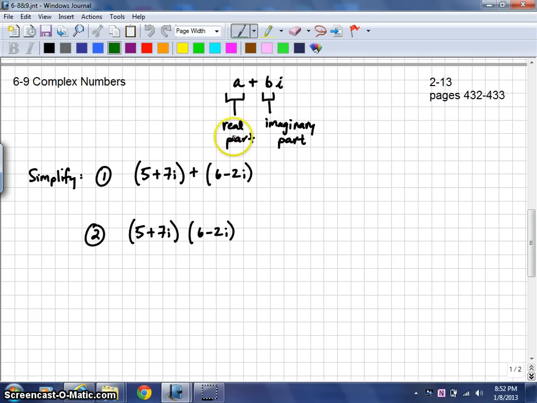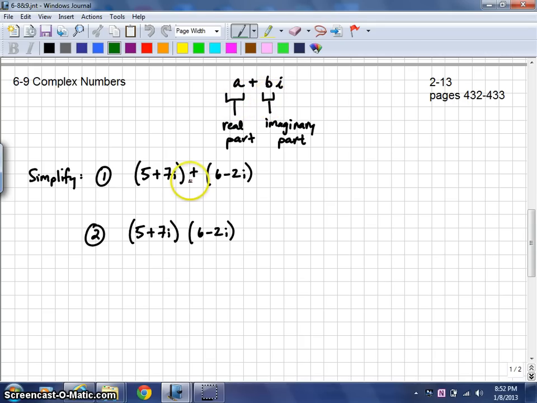Typically we put the real part first, so that just represents any number. The second part needs to have an imaginary number to it. There'll either be a 1 in front, or no number, or some number that would be considered a real number. Once you put a real number and an imaginary number together, it will have these two separate parts, and then we call that number a complex number.